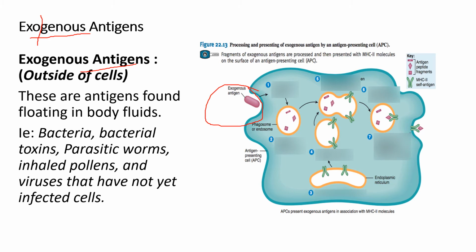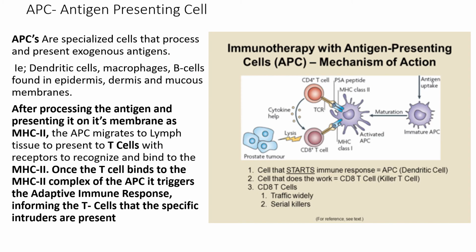So here is a phagocytic cell, probably a macrophage or a microphage, and they're found floating. It sees it and it engulfs it. So now he's going to become an antigen presenting cell. And here's the antigen from that bacteria that he processed and incorporated on the outside of his membrane as MHC2. So now he's using that to present to the T cells and the B cells. And this is effective with bacteria, bacterial toxins, even parasitic worms, inhaled pollens, viruses that have not yet infected a cell. Nice to have that, right?